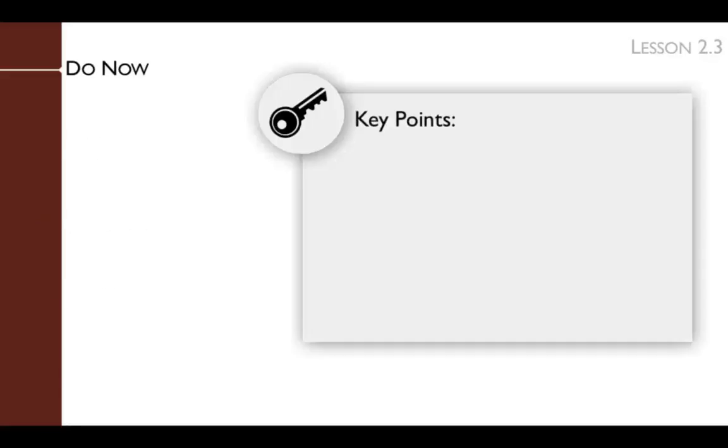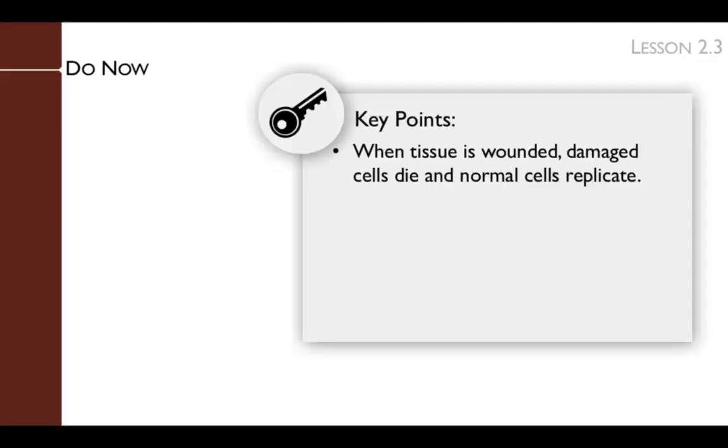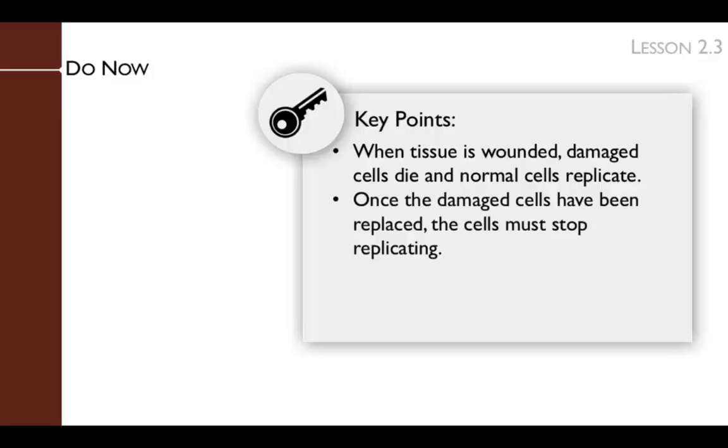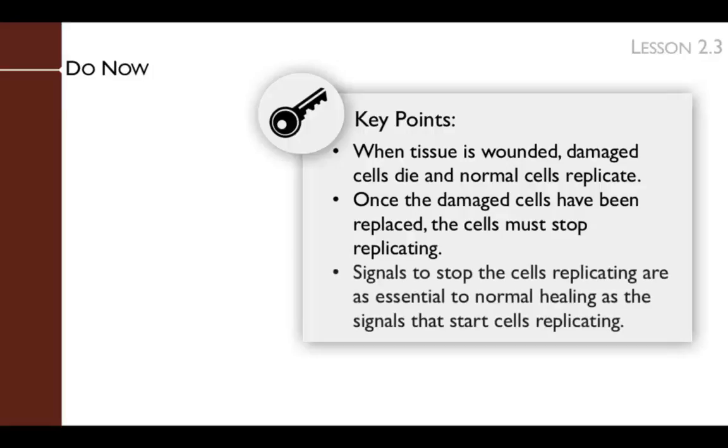The key points of the Do Now are that when tissue is wounded, damaged cells die and normal cells replicate. Once the damaged cells have been replaced, the cells must stop replicating. Signals to stop the cells replicating are as essential to normal healing as the signals that start cells replicating.